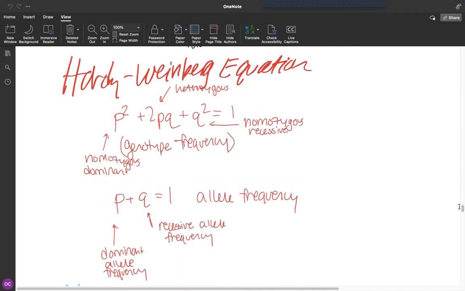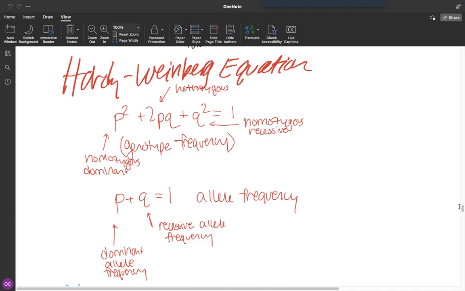The Hardy-Weinberg equation can be used to find genotype frequency. It's p squared plus 2pq plus q squared equals 1, where p squared is the genotype frequency of homozygous dominant individuals, 2pq is the genotype frequency of heterozygous individuals, and q squared is the genotype frequency of homozygous recessive individuals.